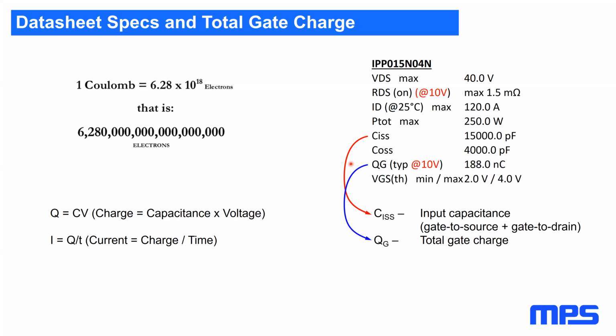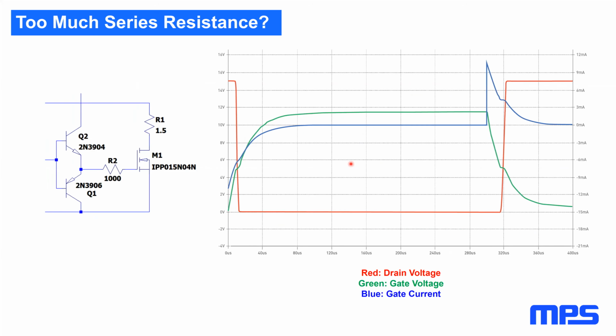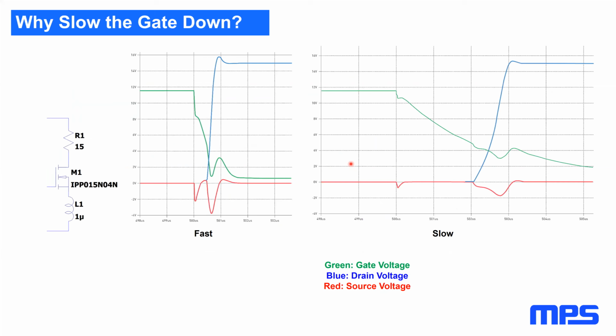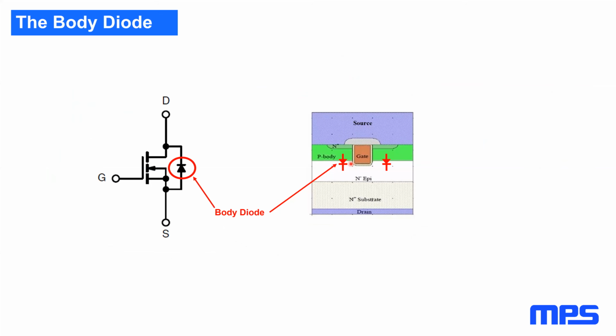Please elaborate on the body diode current path in your simplified model. Also describe use cases of the body diode. Okay, I believe I have an extra slide here on body diodes. Just a second. So that's the body diode right there.